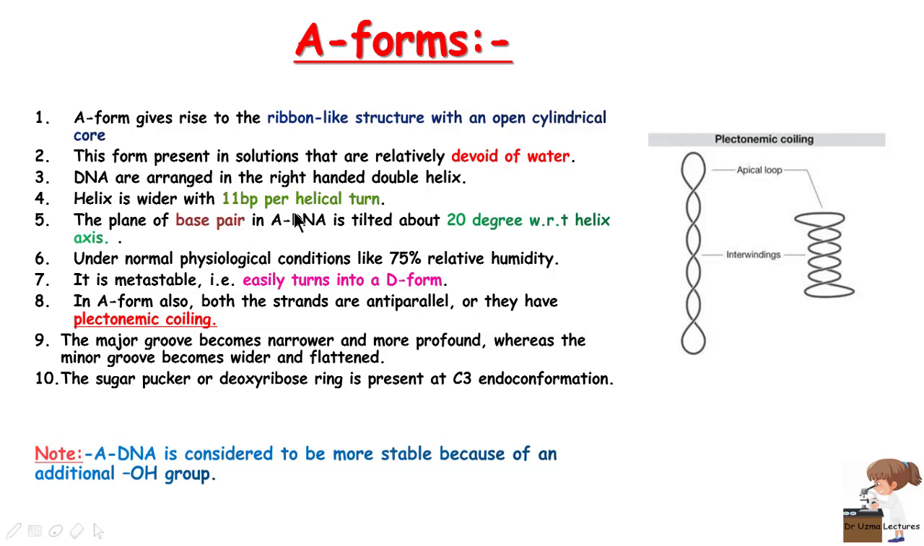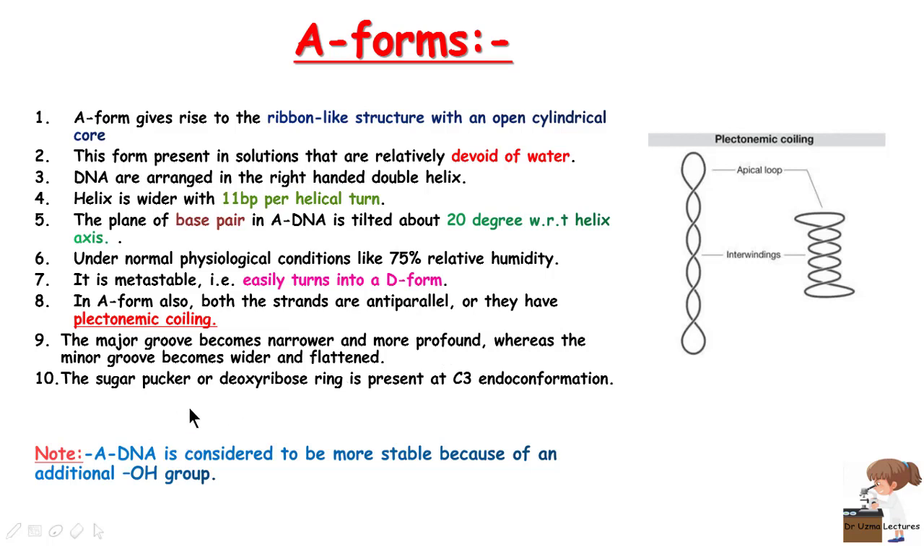pairs per helical turn, and it has a base pair tilt of about 20 degrees with respect to the helical axis. In the A form also, both the strands are anti-parallel and they have a plectonemic coiling. This is the plectonemic coiling. This DNA is also metastable, that is, it can easily turn into the D form. The major groove is narrow and more profound, whereas the minor groove is wider and flattened.